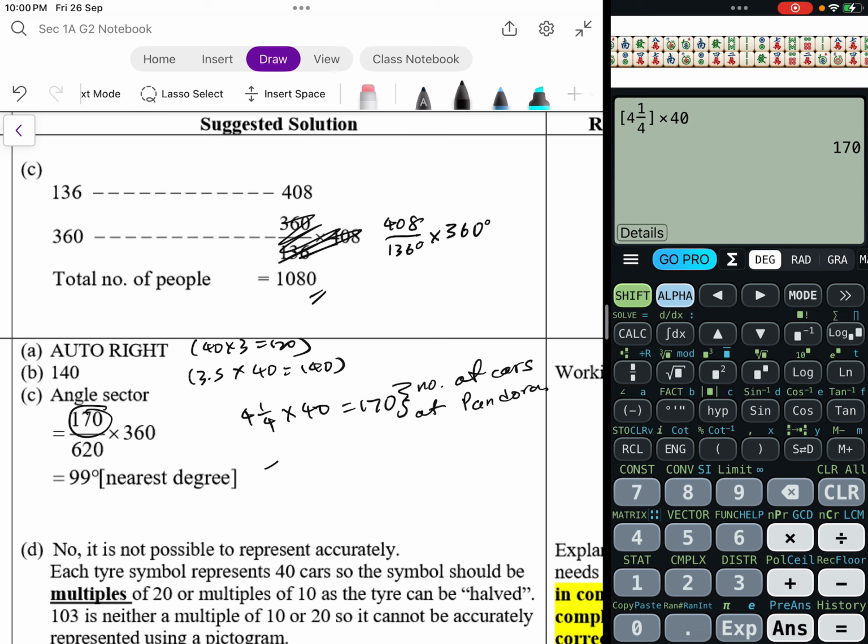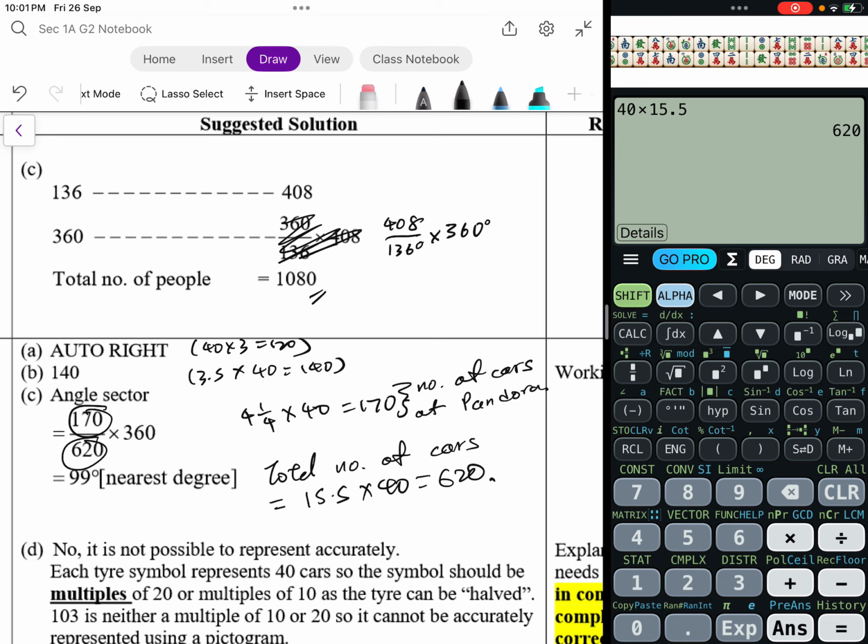Okay, but the total number of cars is 15.5. Okay, go right, 3, 6, 9, 12, 15. Alright, the 1/4 plus 3/4 is 1, so 15.5 times 40 is 620, right? So this is how you get 620.